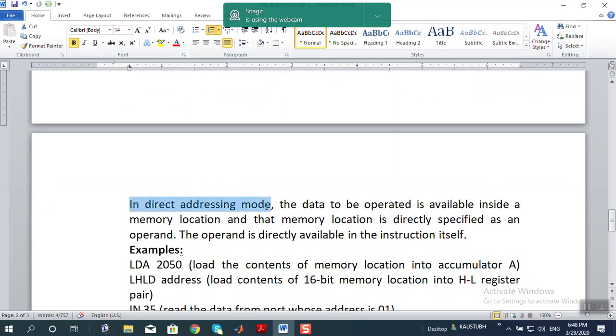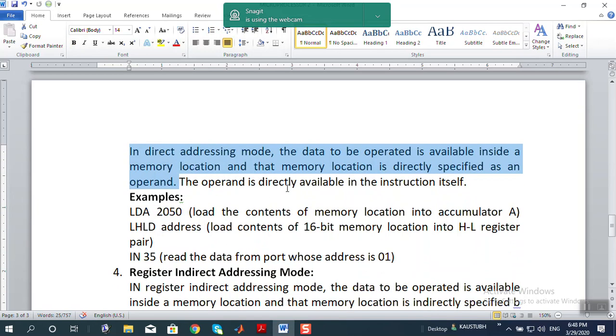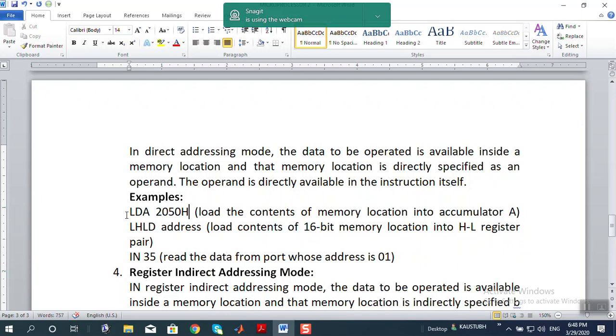So in direct addressing mode, the data to be operated on is available inside a memory location, and that memory location is directly specified as an operand along with the instruction. The operand is directly available in the instruction itself. For example, LDA 2050. The meaning of LDA is load accumulator directly. Load accumulator directly means you are loading the accumulator. That means you are copying something to the accumulator.